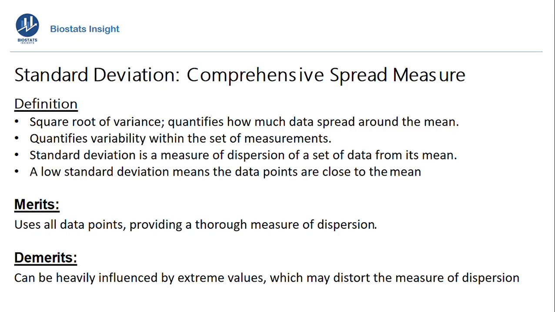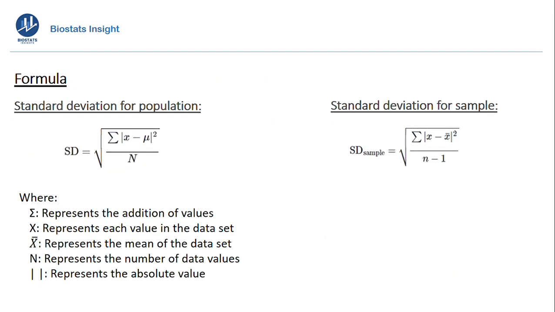Merit: it uses all observations in the data set. It provides a reliable estimate. Demerit: it can be heavily influenced by extreme values, which may distort the measure of dispersion. There is a formula for standard deviation for a population and a standard deviation for a sample. You can see it in the PPT. In the population, we represent the number of observations as capital N and the mean as mu. In the sample, the mean is x bar and the number of observations is small n.